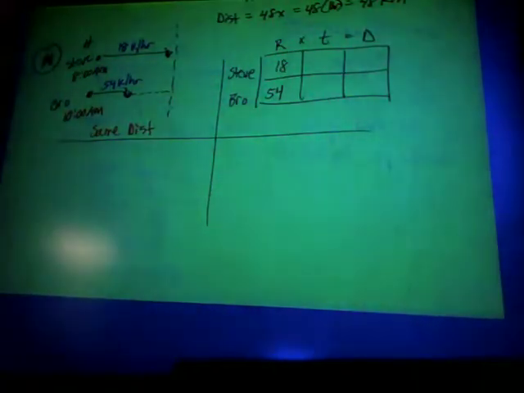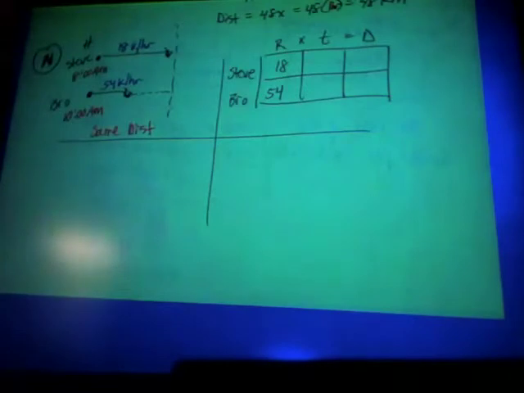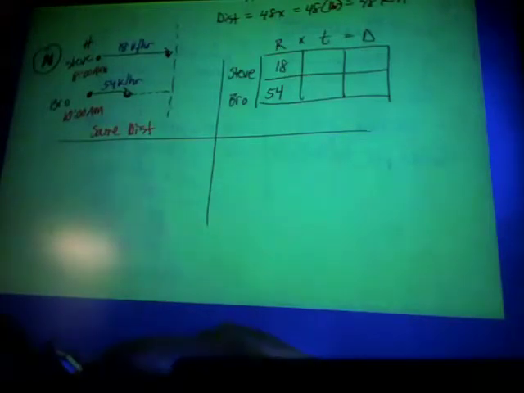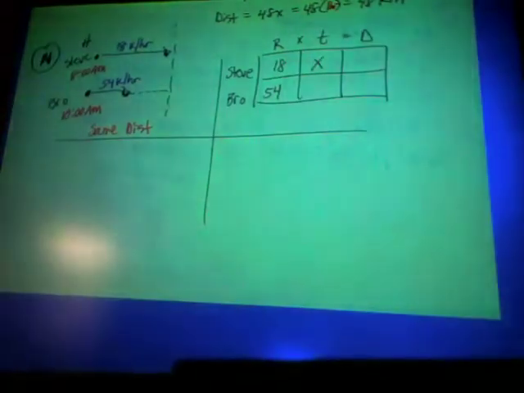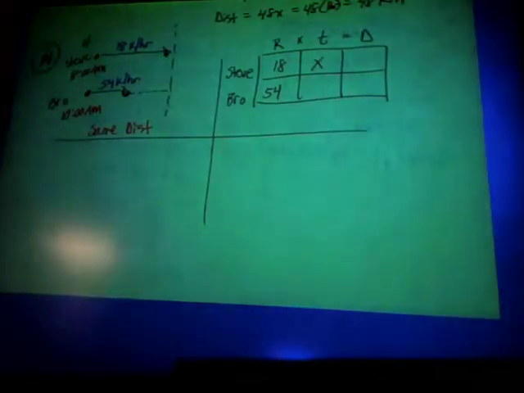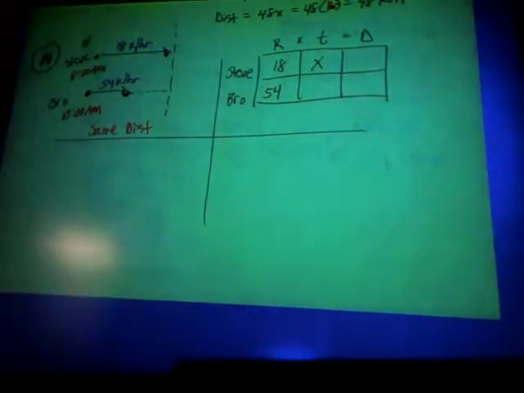So here's the deal. The question says, how long had Steve traveled? How long? Isn't that time? Since we want to know how long Steve had traveled and we don't know it, what should I let it equal? X. If I let Steve equal X, when I solve for X, won't I have answered my question? That's why I'm choosing to let Steve be X.